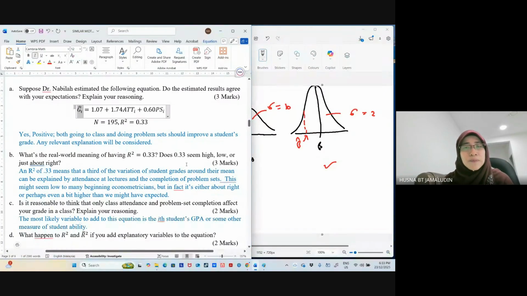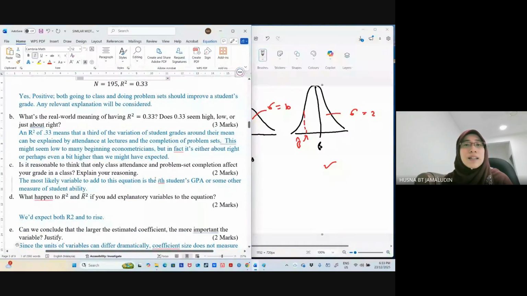Okay, so let's look at how the textbook gives you the answer. This might seem low to a beginner, but it's about right, or perhaps this is actually high if you are talking about people's behavior. Okay, 20% for cross-section is good already. Is it reasonable to think that only class attendance and problem set completion affect your grades in class?